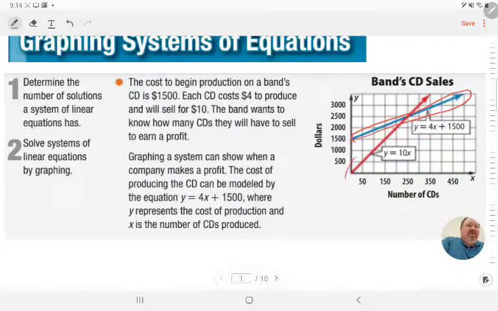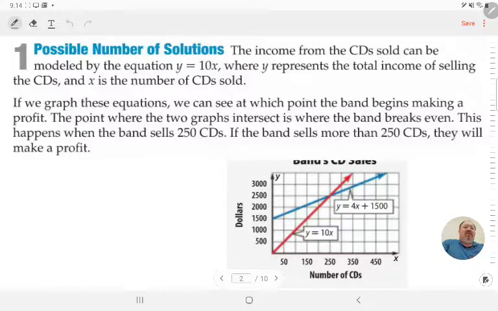And then you can see there's another line, y equals 10x. Well, they sell each CD for $10. So y equals 10 times, or $10 times the number of CDs. So you can see this line here, where the lines cross, that's where you're going to start seeing a profit. So the income from CDs sold can be modeled by the equation y equals 10x, where y represents the total income of selling the CDs and x is the number of CDs sold.